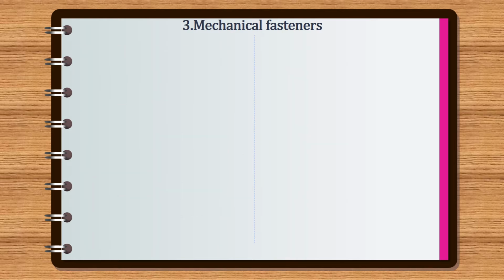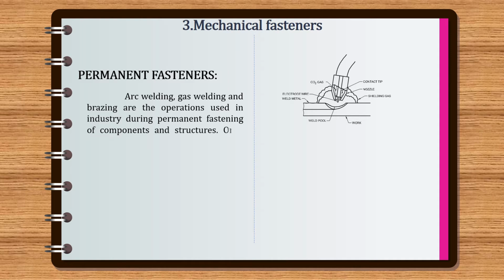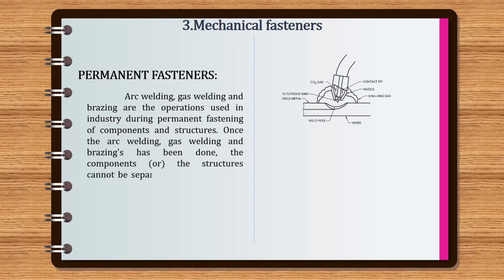The third type we are going to discuss is permanent fasteners. Arc welding, gas welding, and brazing are the operations used in industry for permanent fastening of components and structures. Once arc welding, gas welding, and brazing have been done, the components or structures cannot be separated without damage. Hence, this type of fastening is called permanent fastening.